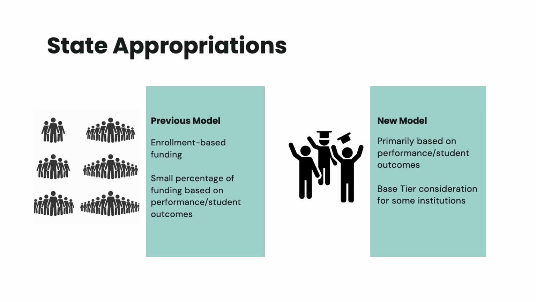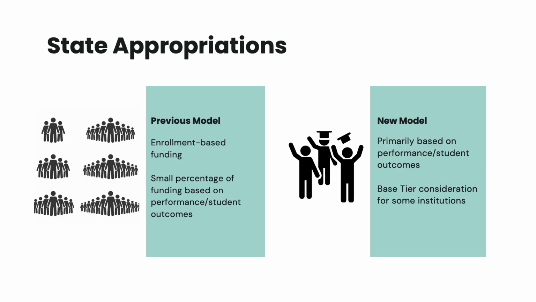State appropriations, previous model, you'll see up here, it was all based on enrollment. So, butts and seats was going to get you money. But we've got to do better than just having people in a classroom.